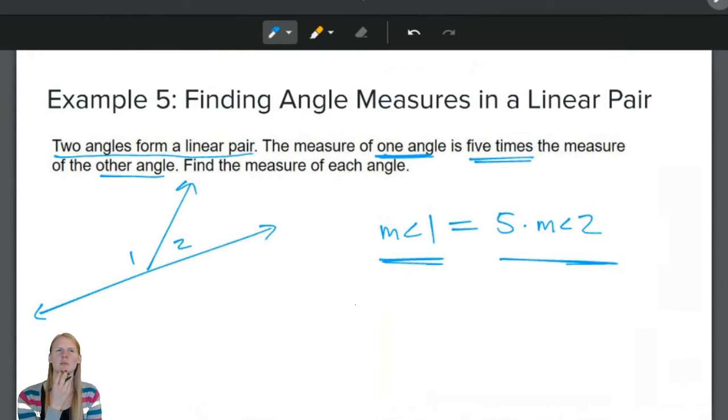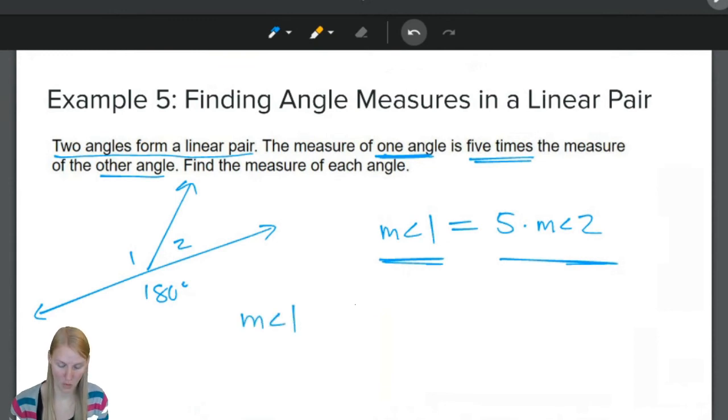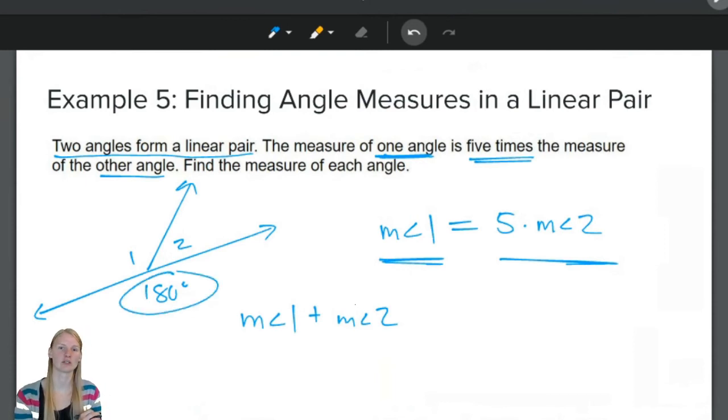Now what? There's got to be something more. Linear pair. What's so special about a linear pair? It creates a line. How many degrees are there in a straight line or a straight angle? There's 180 degrees. So, we know that the measure of angle 1 and the measure of angle 2 together have to be 180 degrees, because they form a linear pair or a line, and lines have 180 degrees. So together, measure of angle 1 plus measure of angle 2 equals 180.